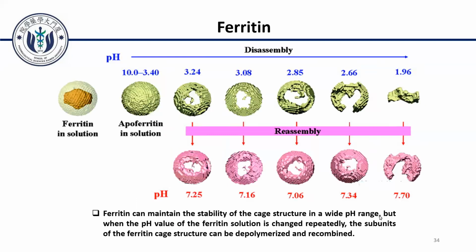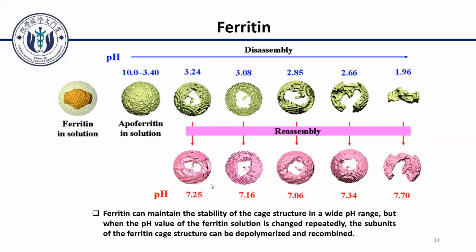And ferritin is stable in a very wide pH range, as I show here, from pH 10 down to 3.4. They are very stable in solution. If we further decrease the pH, they would disassemble, and if we increase it, they would also disassemble, from high pH to low pH down to pH 2. If we increase the pH again back to pH 7, they would reassemble into the cage-like structure.